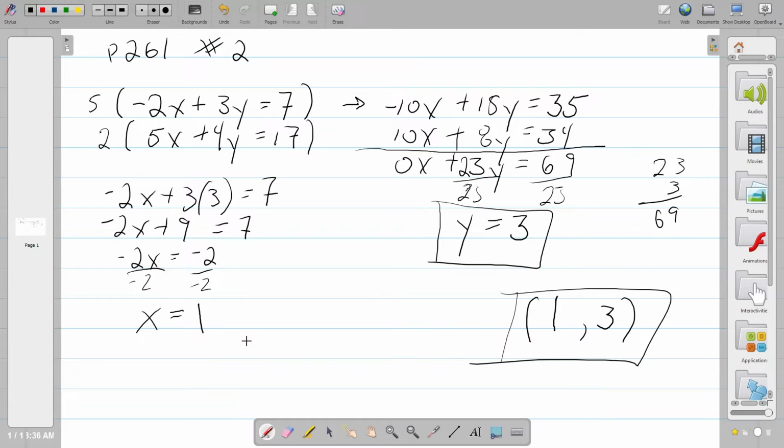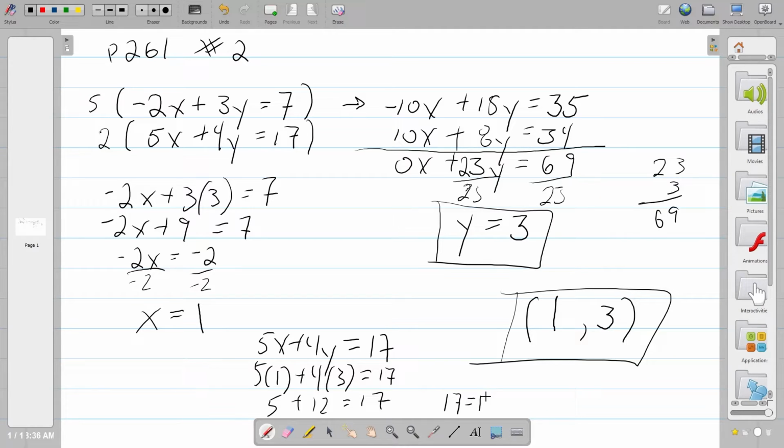So we'll take our original equation here, 5x plus 4y equals 17, and we'll replace it. 5 times 1 plus 4 times 3 equals 17. 5 times 1 is 5, plus 4 times 3 is 12, equals 17. 5 plus 12 is 17. 17 equals 17. Check. We win. The answer's right. Beautiful, right?